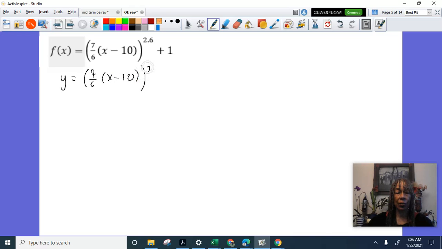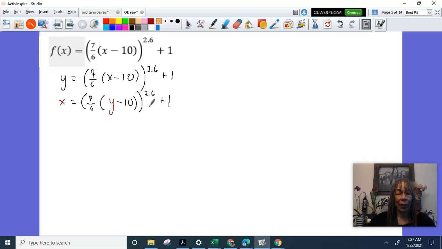close parentheses to the 2.6 power, and you'll notice you have an open, open, close, close, plus 1. So step two is always, always, always swap x and y because it's an inverse. So we've got x and we've got y, and everything else is going to be exactly the same. So x equals open parentheses 7/6 open parentheses of y minus 10 close parentheses to the 2.6 power plus 1.